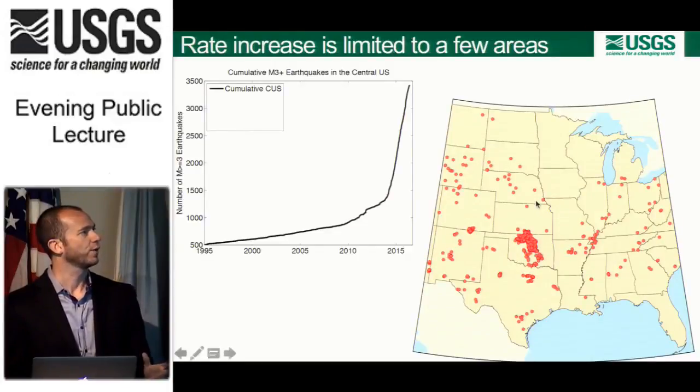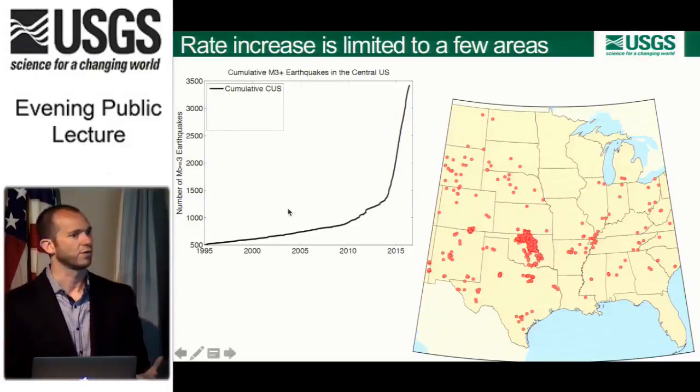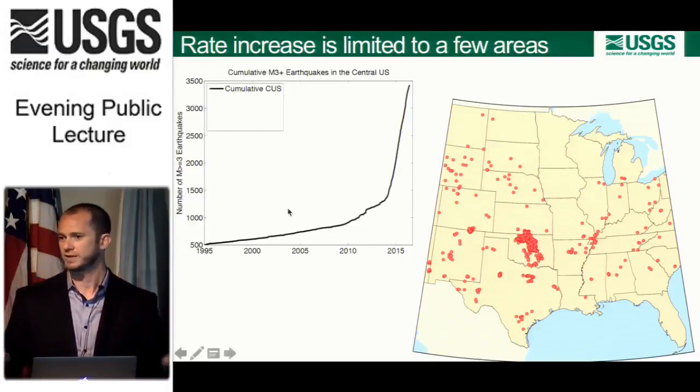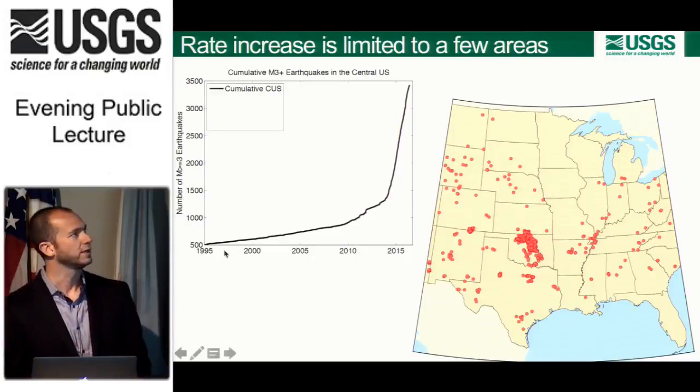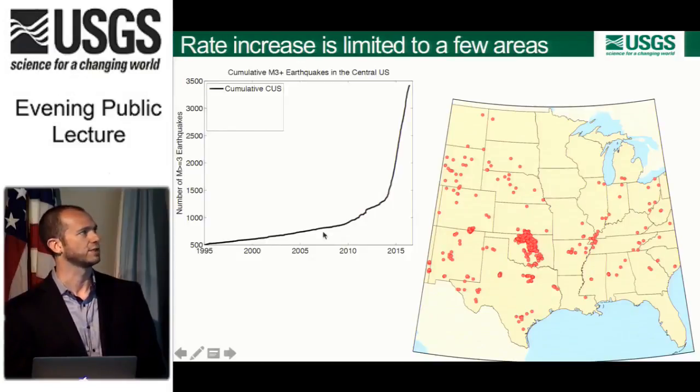Now what we're looking at here is a cumulative count of earthquakes. And so if we expect that earthquakes are going to be happening on a random basis at more or less the same earthquake rate, we'd expect there to be a line. And that's what we see right here from 1995 to 2008.